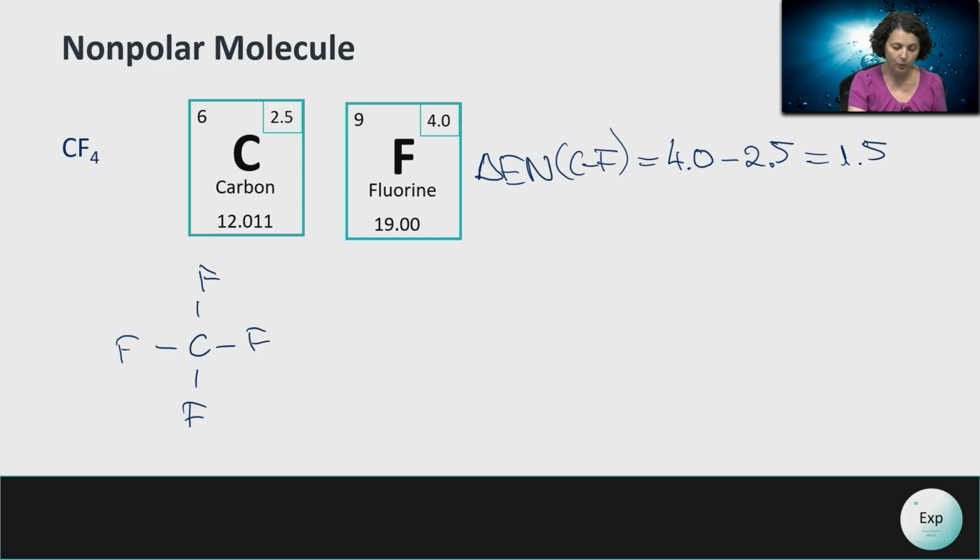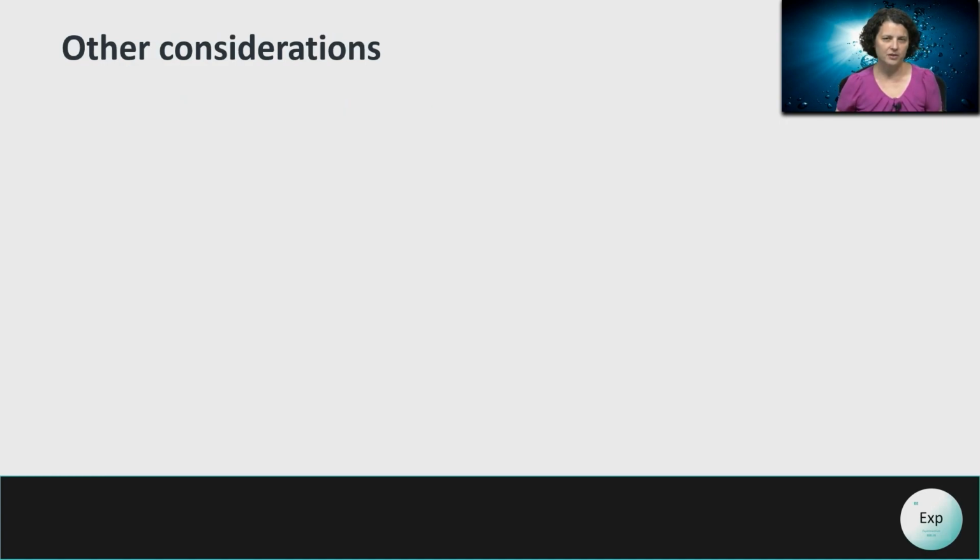However, we have 4 fluorines surrounding the carbon, and that means that each fluorine is going to draw electronegativity towards itself from the carbon, and because they are all fluorines, they're going to pull with the exact same intensity, canceling out the polarity of this molecule. So we do have a polar bond, but we have a symmetrical arrangement of those polar bonds, making our molecule overall nonpolar. There are some other considerations here.